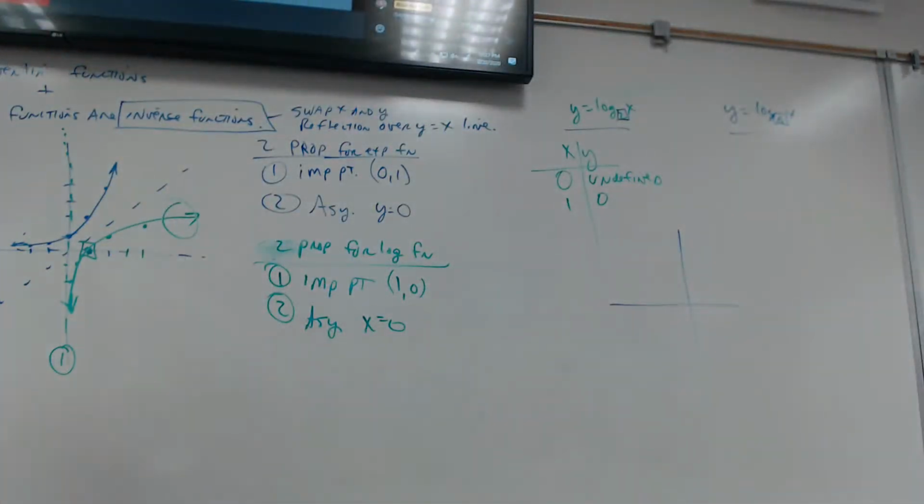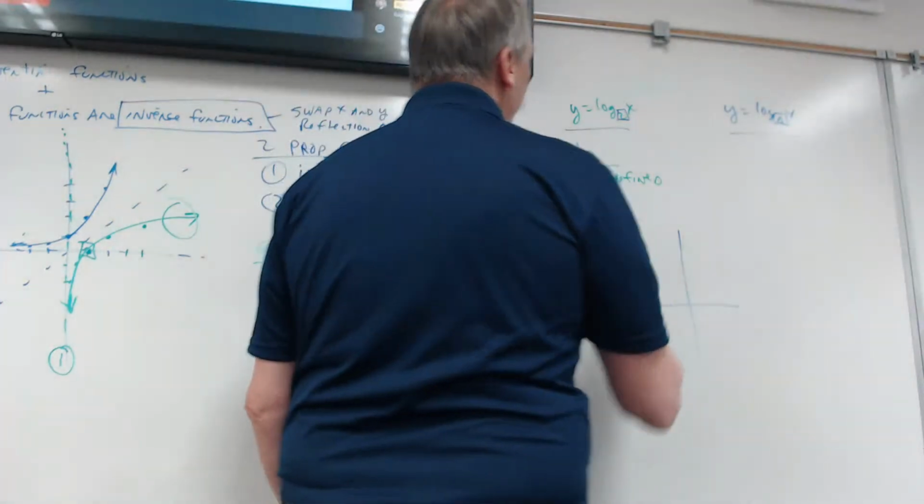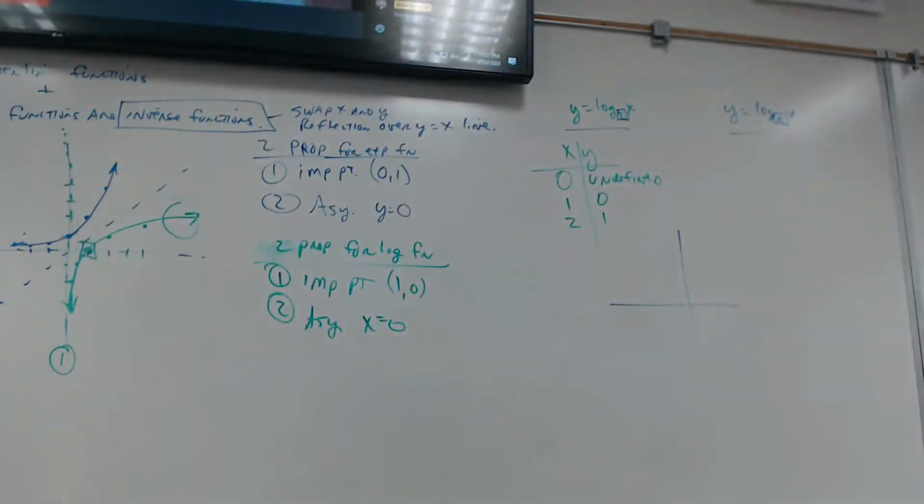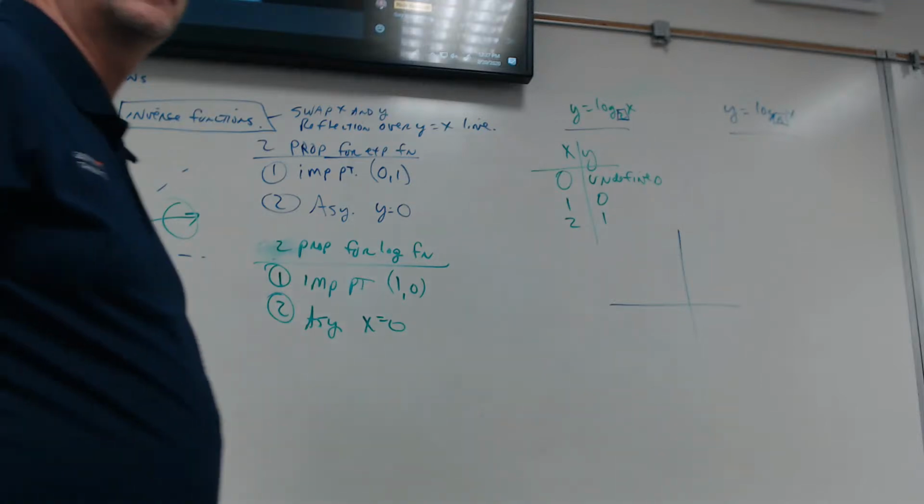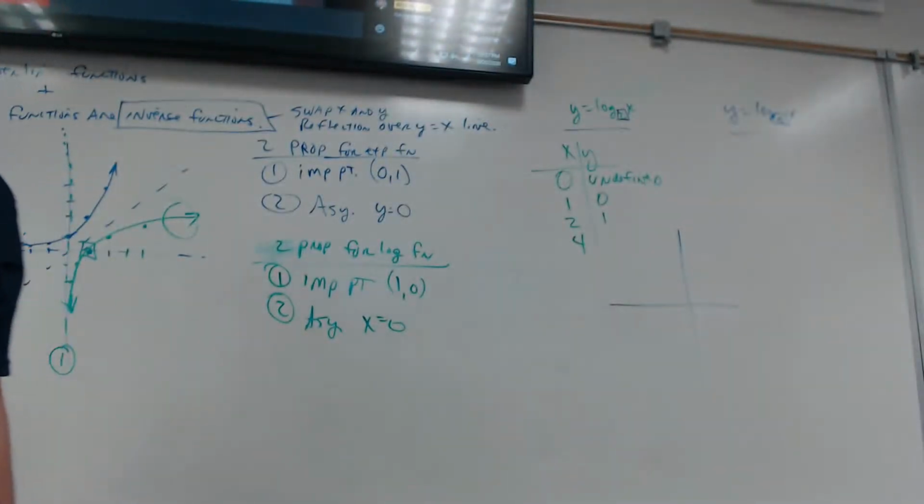Now let's be careful about our next point. What's the next point you want to pick? 2. What's the log base 2 of 2? 1. What's the next point you want to pick? 4. Why did you pick 4? Because it was a guess. Yeah, it was a good guess. Why is 4 a better option than 3? Because 2 can't go into 3. 2 can't go into 3 evenly.